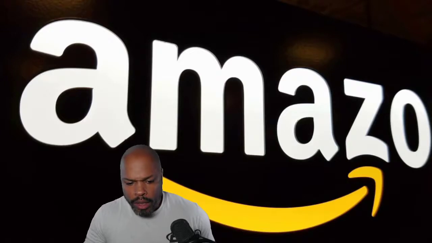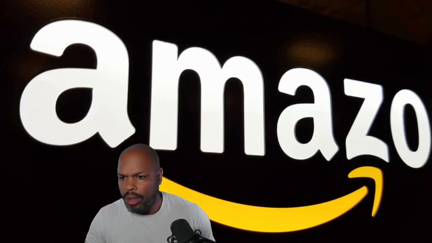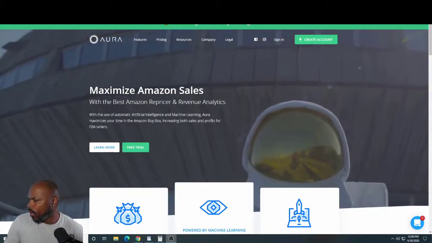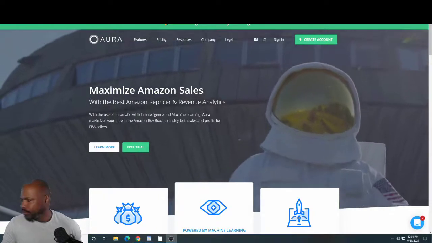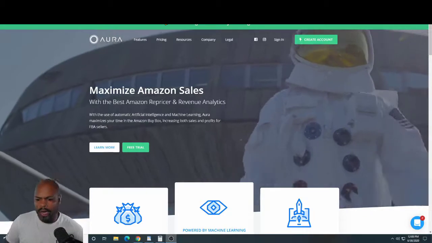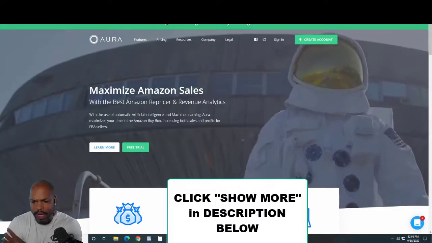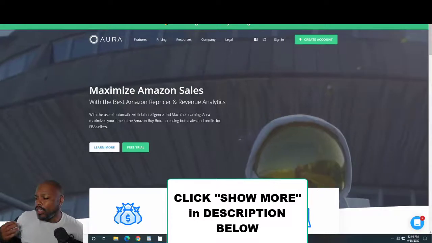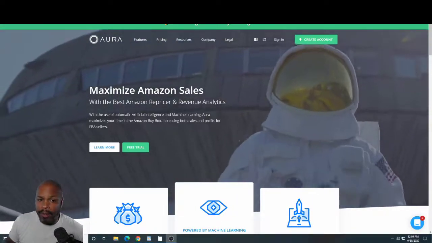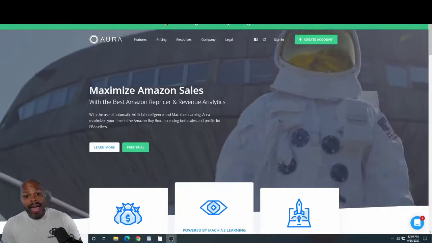But let's take a look at the one that I use. So the repricer that I use is called Aura. Okay, so all you have to do is go to goAura.com. Now I do have a link in the description. There are different repricers out there. You don't have to use Aura, but I am an affiliate, and I can tell you what I love about this software.